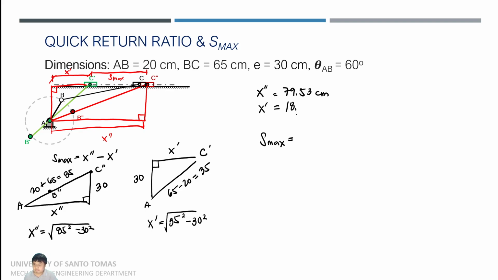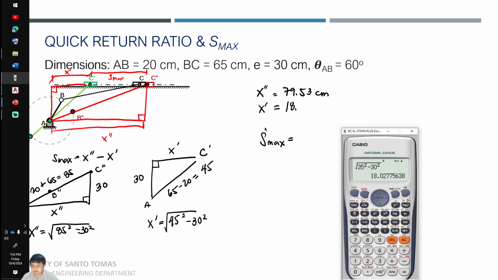So correct. This should be 45, right? Sorry. This should be 45. Okay, so let me just correct this one.